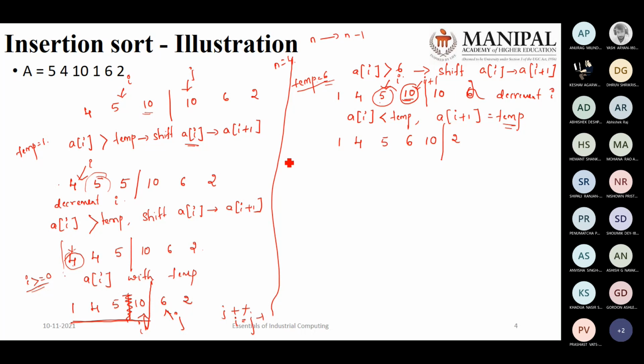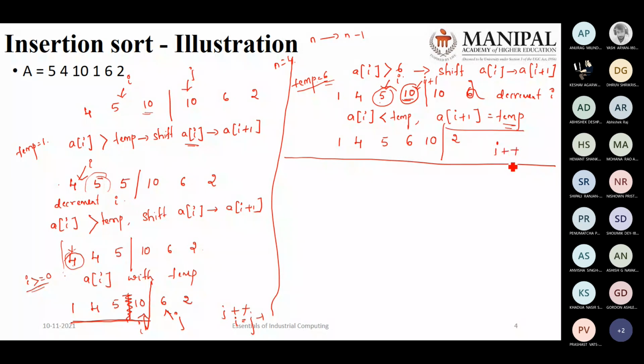Now you can see the first 5 elements are sorted. It is simple. When A of I is greater than temp, you are shifting the element 1 position to the right and decrementing I, and you continue with the loop. Whenever you get A of I less than temp, you replace the next element with the temp and you close it. Now, you have done this much.